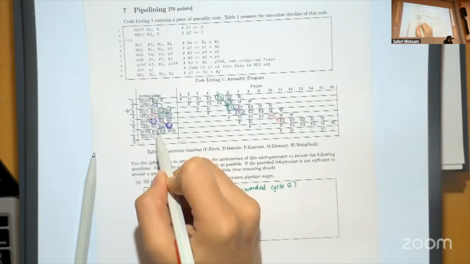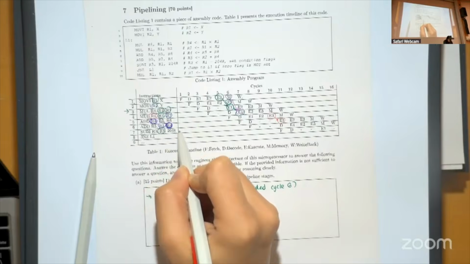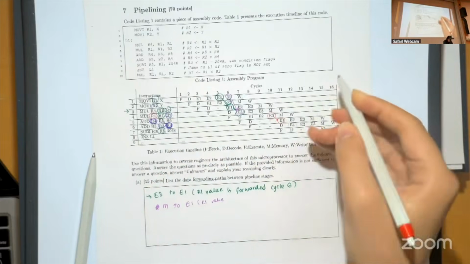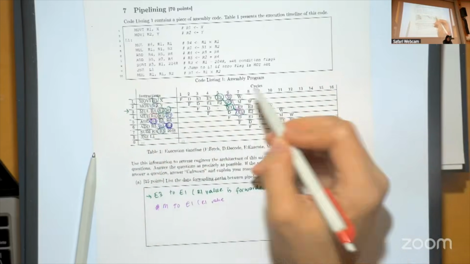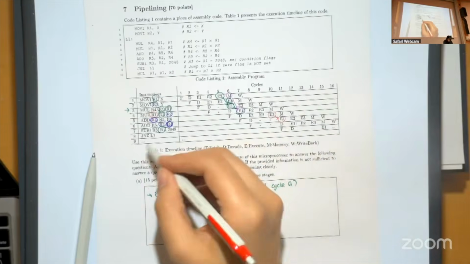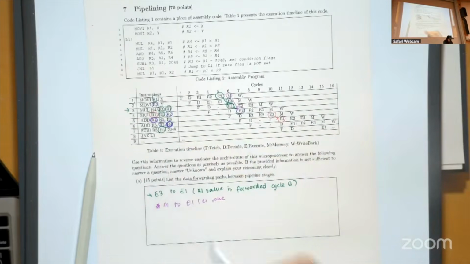You don't need to really consider a data forwarding path for this one, because when this is executed or decoded, R1's value was already written back in this stage. So it's like an early stage already. So you don't need to consider any data forwarding path for this one.